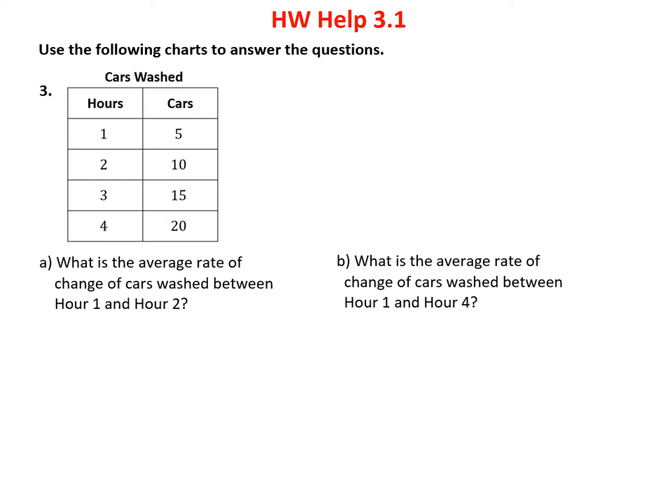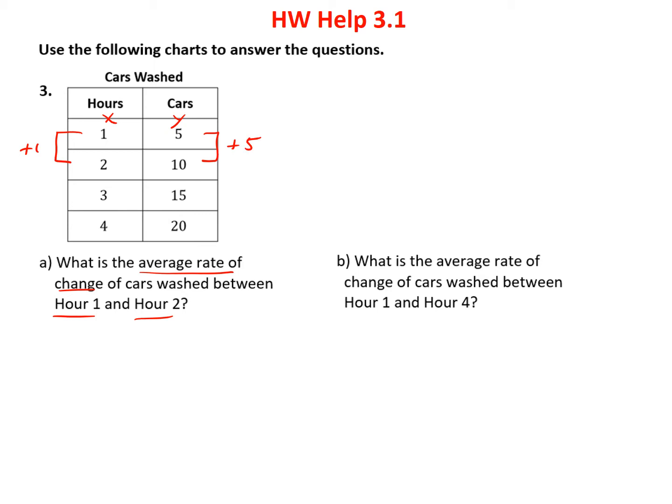Problem 3 is like problem 1 and 2. This time, we're comparing hours to cars. So we're seeing how many cars per hour between different hours. For the first one, we want the average rate of change between hour 1 and 2. Between 1 and 2, notice that goes up +1, and this goes up +5.